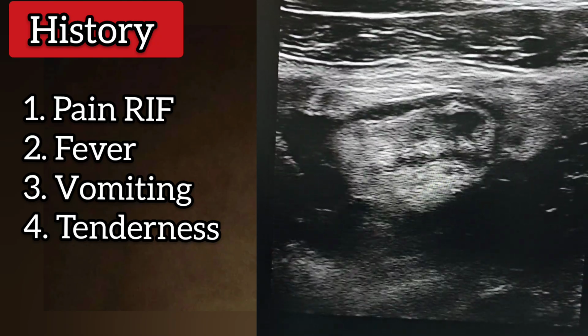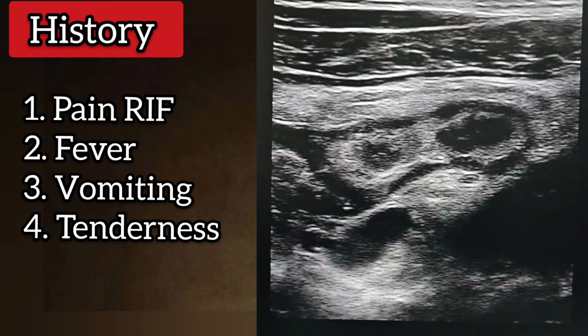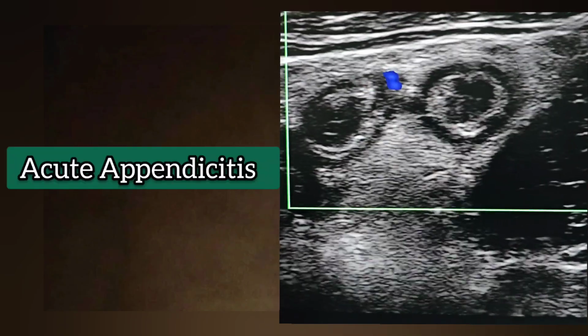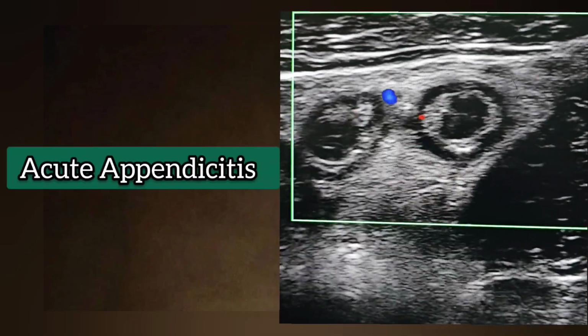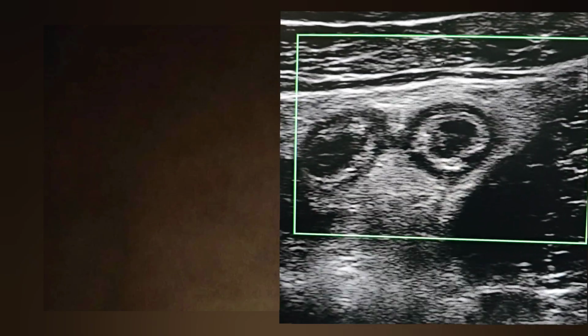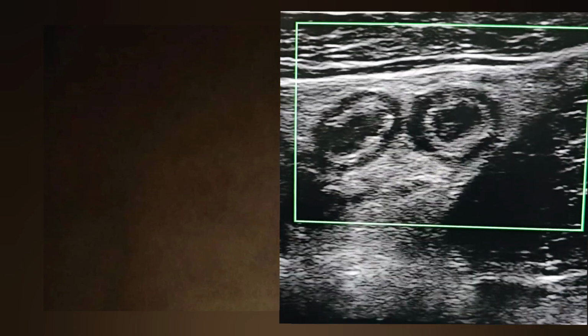This is an ultrasound of a young boy presented to us with the history of pain in the right iliac fossa, fever, vomiting, and tenderness. There was a thick-walled aperistaltic gut loop noted in the right iliac fossa, and this was diagnosed as the case of acute appendicitis, as you can see on the gray scale as well as on the color ultrasound.